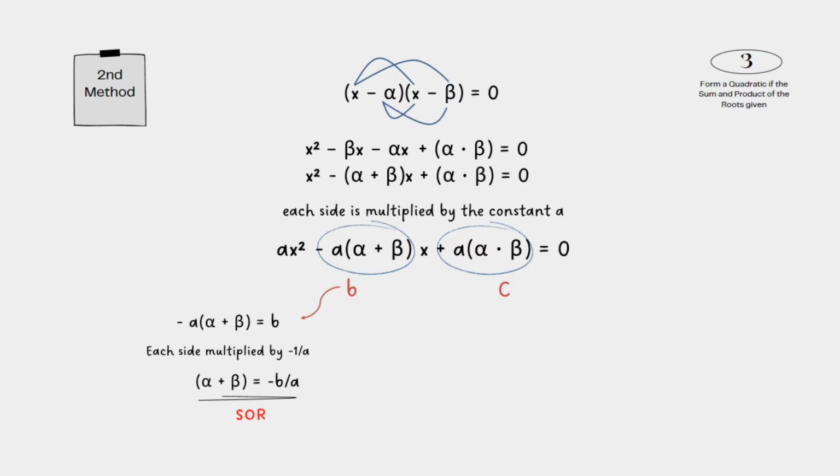And then alpha times beta is equal to C. On each side we multiply by 1 over A. Then we get alpha times beta equal to C over A. So this equation is called the product of the roots, or POR. From that elaboration, the formula for the sum and the product of the roots of the quadratic equation is derived.